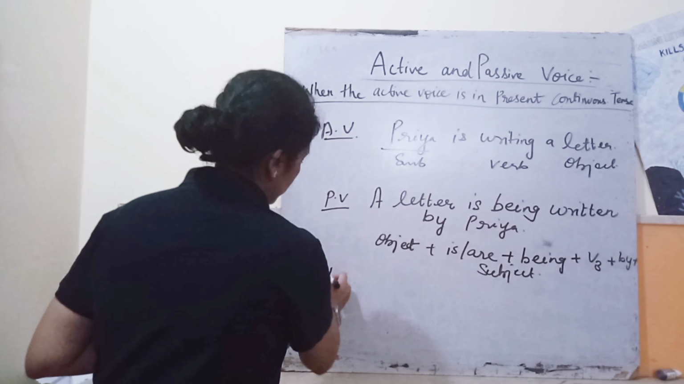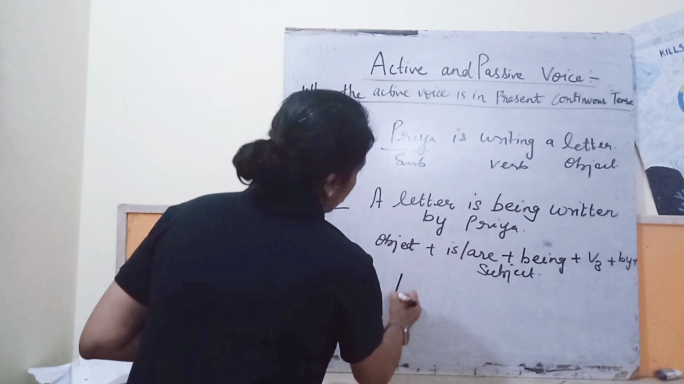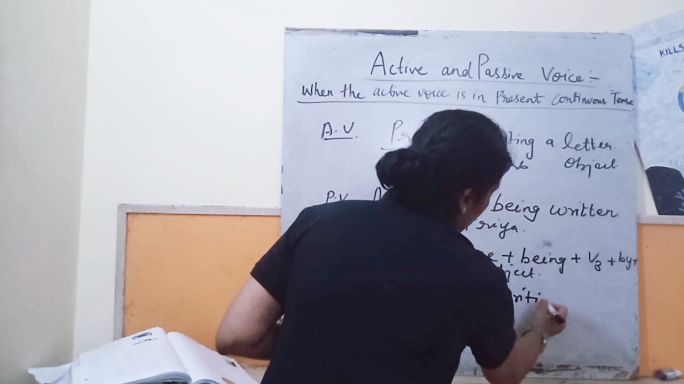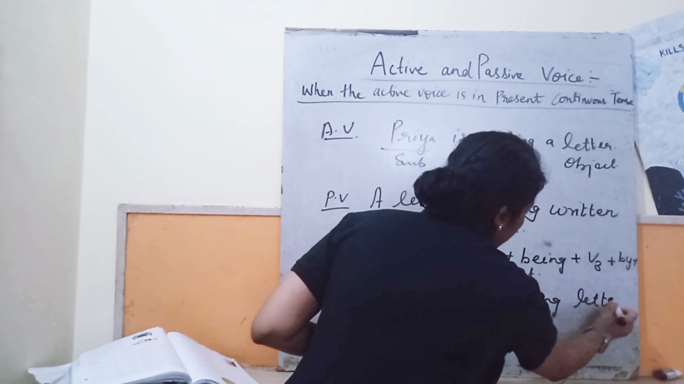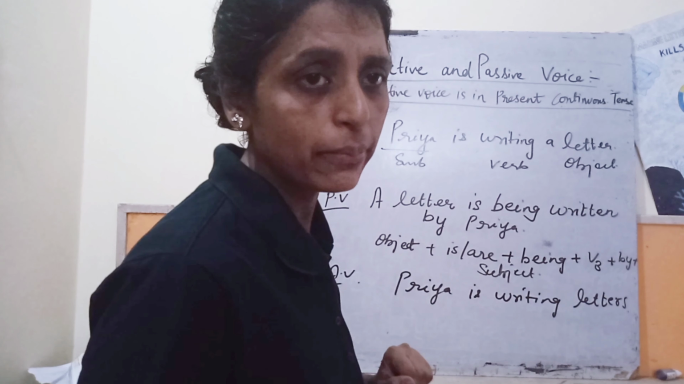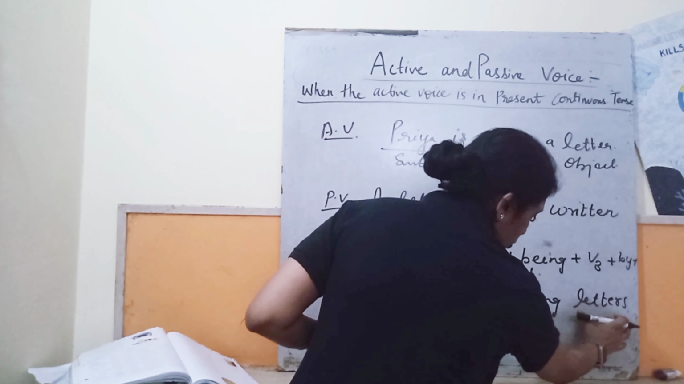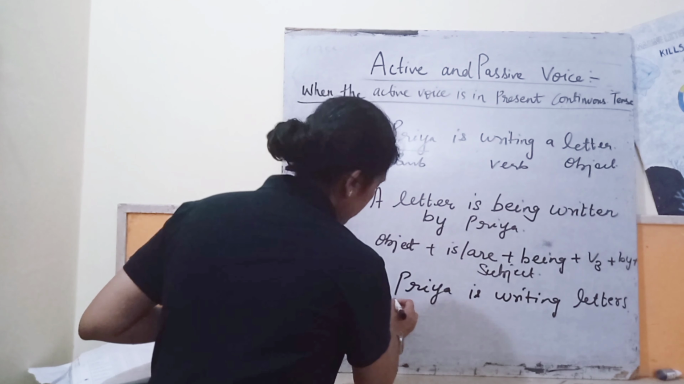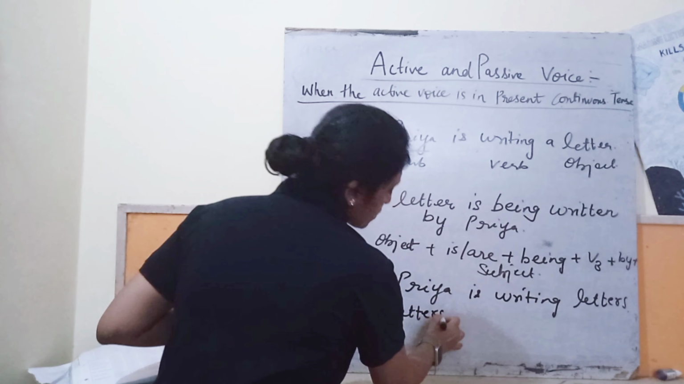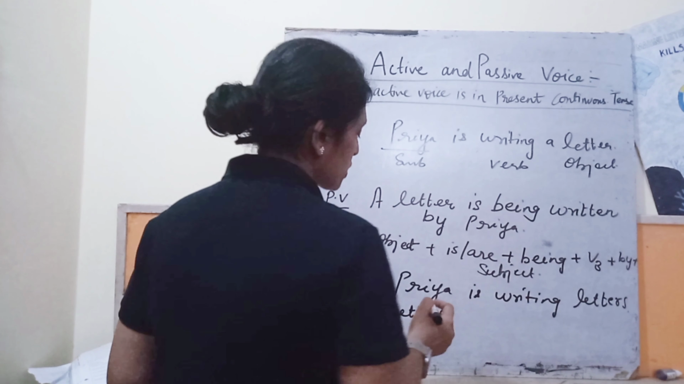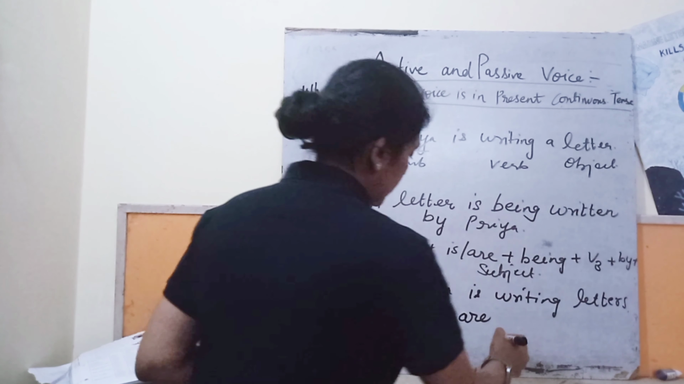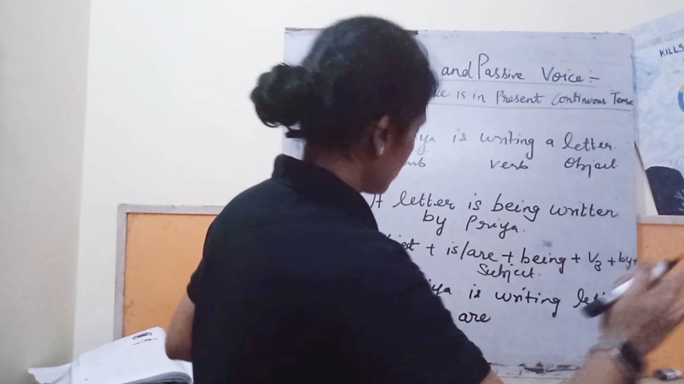Now, a letter is being written by Priya. If I take one example where the object is in plural form, like Priya is writing letters, now letters are in plural form. Here letters are the object. When it takes the place of the subject, it will be letters. Now letters are in plural form, so we will not use is, we have to use are, because are is used for the plural form. Letters are being, and the rest we follow the same format.